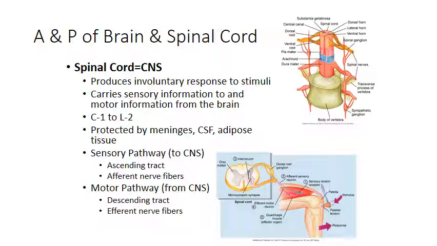Spinal cord is composed from C1 to L2. It is protected by the meninges, by cerebral spinal fluid or CSF, and adipose tissue. So it is responsible for the sensory pathways, the ascending tract or the afferent nerve fibers, and then the motor pathway from the CNS, which is the descending tract or the exiting or efferent nerve fibers. Okay.